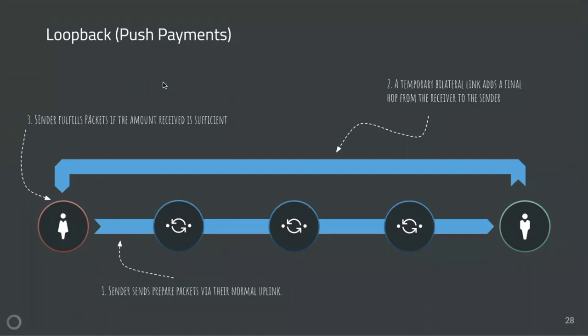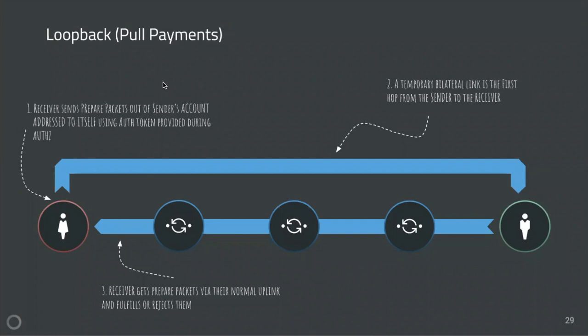What's really powerful is when you apply this in reverse for pull payments. Imagine now that Alice has been through a whole OAuth flow where Bob has given Alice permission to withdraw $10 from his account. In this case, Alice sends the packets through the bilateral connection directly to Bob's account, but they're addressed back to Alice. And so the packets flow from Bob's account all the way back to Alice, where she again decides whether or not to fulfill them. In this way, she's sending money to herself out of Bob's account, but with complete control over how much, and at what rates, she wants to accept.